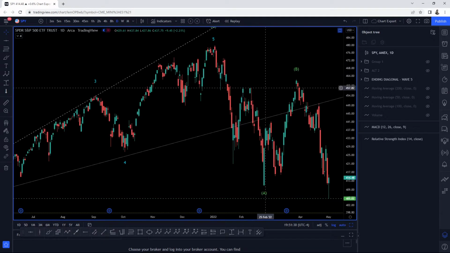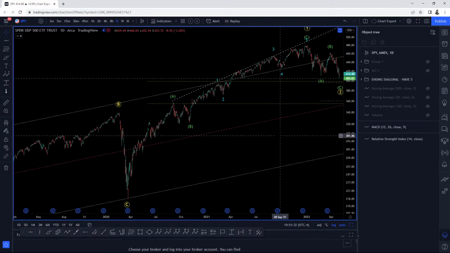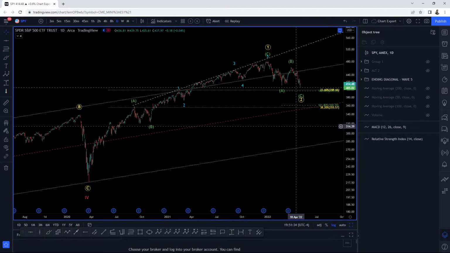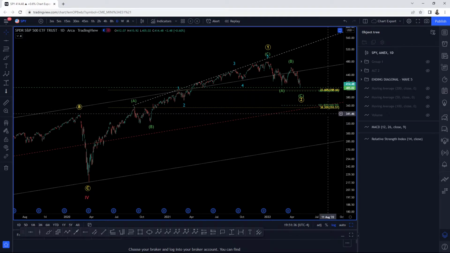I've reviewed this with you guys quite some time now. All right, so I have some key levels. This count may go down towards the 355, 360.